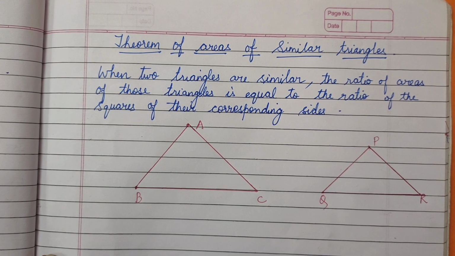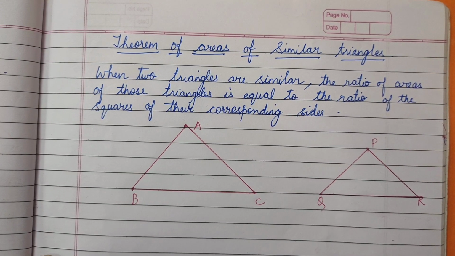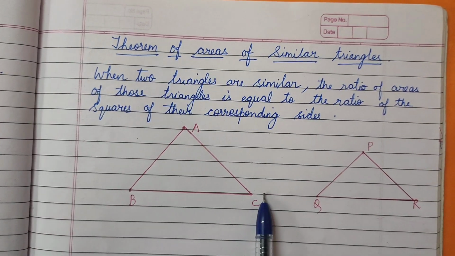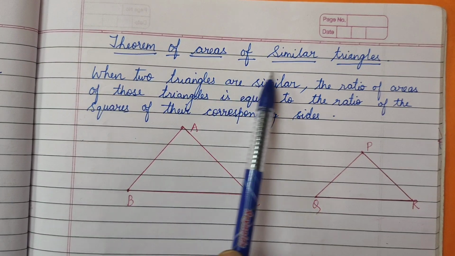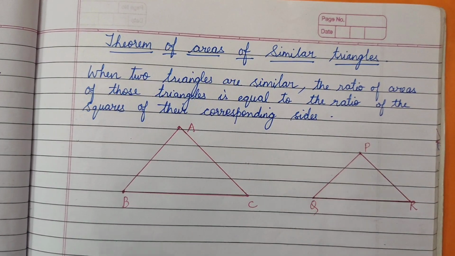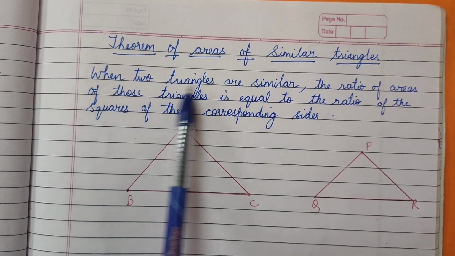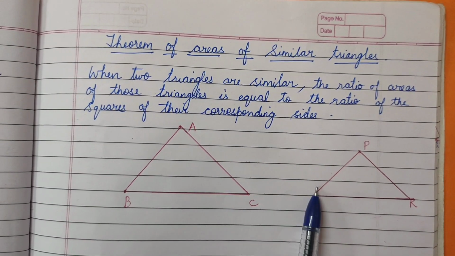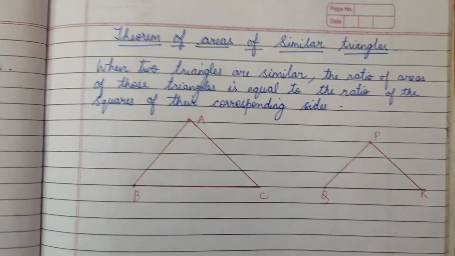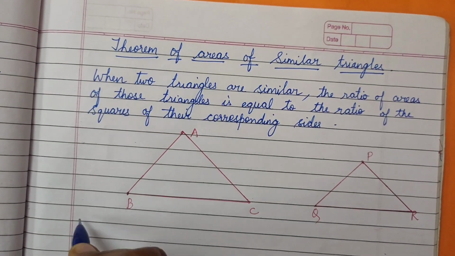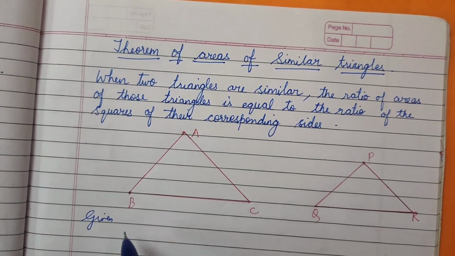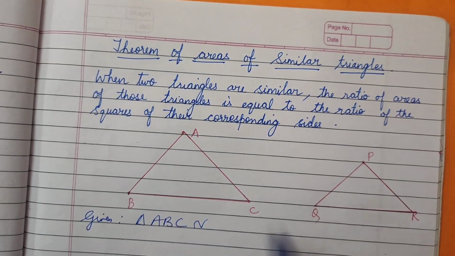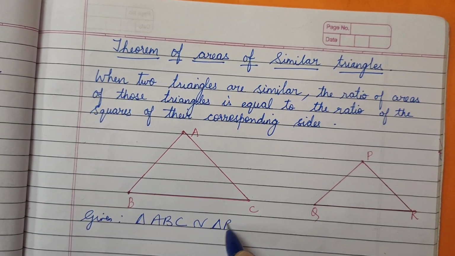Hello students, today we are going to do practice set 1.4 of similarity. But before that, you need to know this theorem of areas of similar triangles. What does this say? When two triangles are similar, that is what is given here: triangle ABC is similar to triangle PQR.